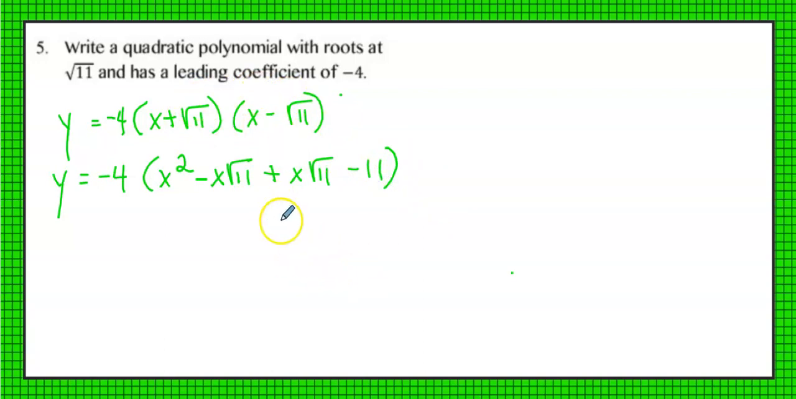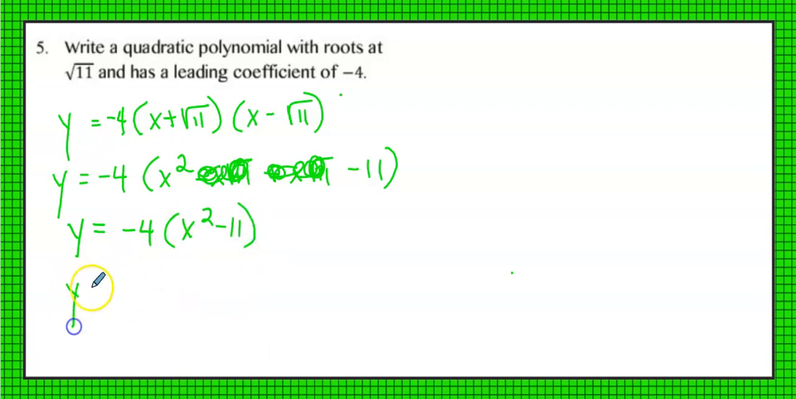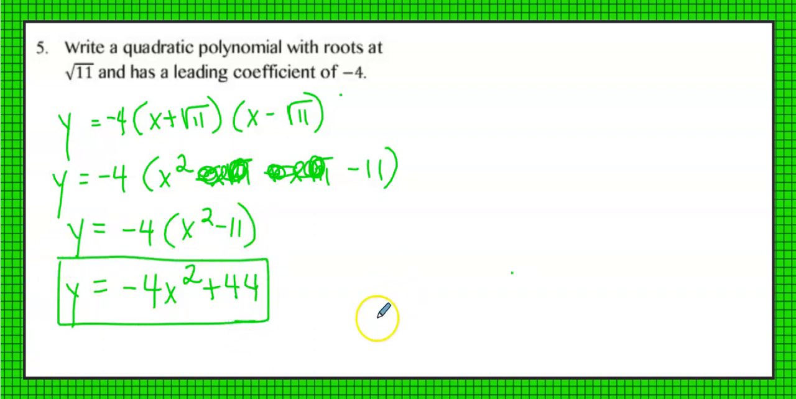Now, here's my two terms that cancel out. This one, negative x root 11, and positive x root 11. So I don't really have to do that every time I do a problem like this, because I know that the middle two terms are going to end up canceling out. So now I'm left with x squared minus 11. I'm just going to rewrite that. I have to multiply that -4 in. And when I do that, just use distributive property. That's negative 4x squared plus 44. So that is our answer there.